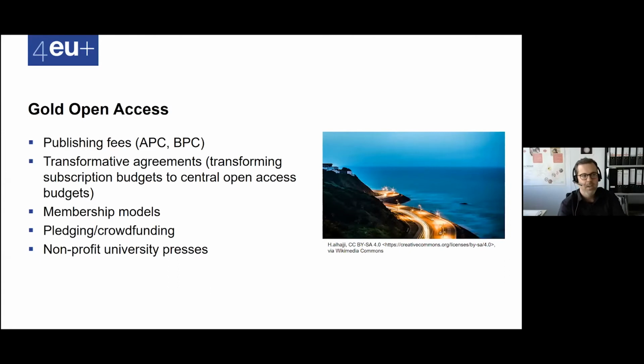So the most prominent business model here is, of course, having publishing fees, so having article processing charges or book processing charges. But it's also about, for example, having huge agreements with publishing houses, so-called transformative agreements, which try to shift the subscription budgets of the libraries to central open access budgets.